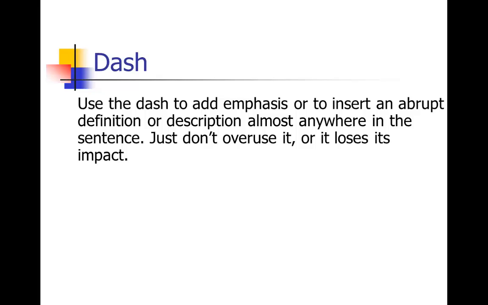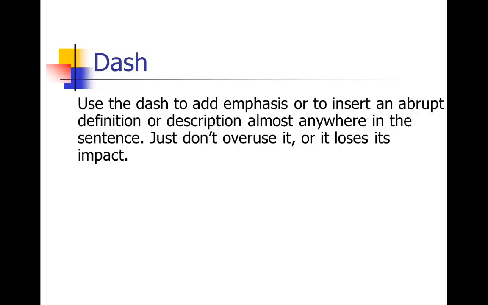I will warn you, however, that you don't want to overuse it because, as I mentioned, it's considered just a little bit less formal than the other punctuation marks. And if you overuse it, it also really loses its impact. I can remember when I was taking my very first journalism class, the instructor told us that it was okay to use the dash. And I thought this was just the greatest liberation to be able to write with a dash. So I was using dashes all over the place.